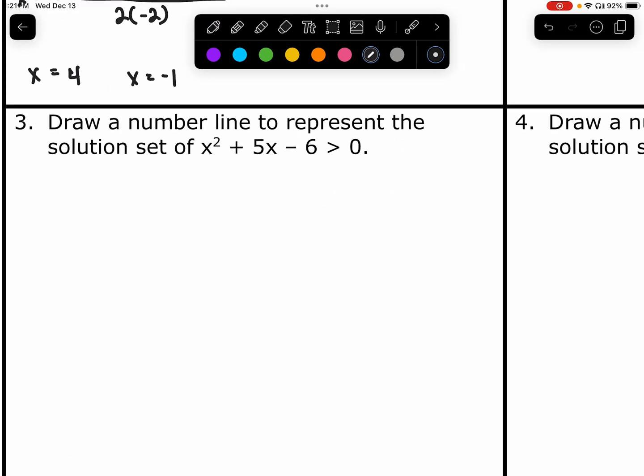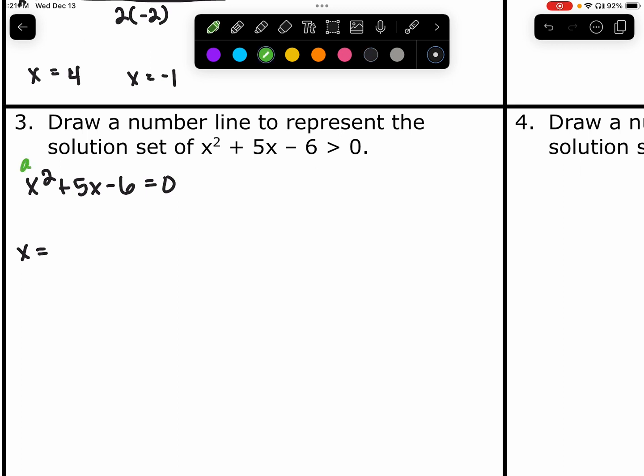Number 3, draw a number line to represent the solution set. The first thing we need to do is change this to an equation like that. Get everything to one side to get 0 on the other side. That's already done. And now we're going to solve for x. You can solve by graphing, by factoring, or by using the quadratic formula. I'm going to do quadratic formula.